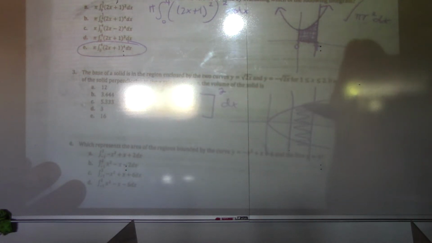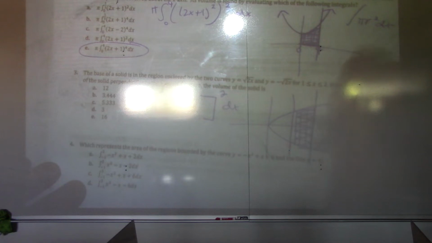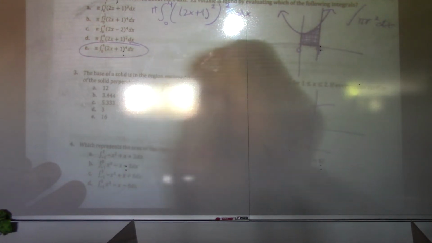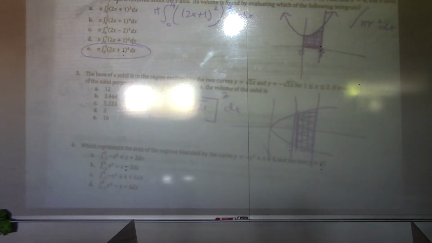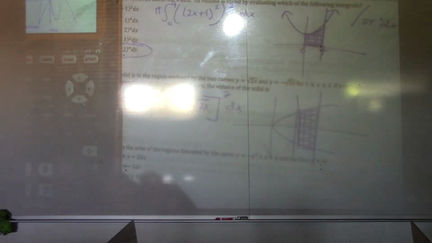They're creating squares like this, so the base of the square is just the top function minus the bottom function, square root of 2x minus negative square root of 2x. I'm going from 1 to 2 because it gave me the interval. So now we just go to our calculator, math 9, 1 to 2, square root of 2x minus negative square root of 2x, dx.